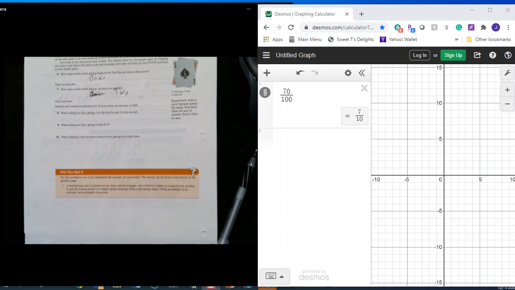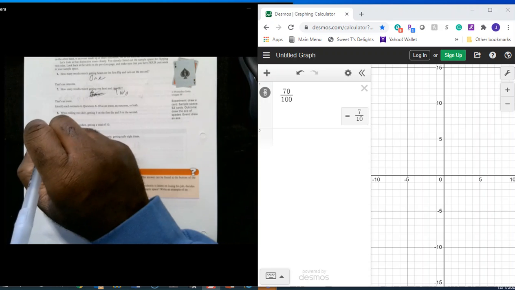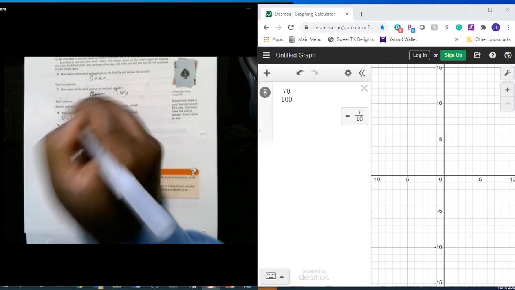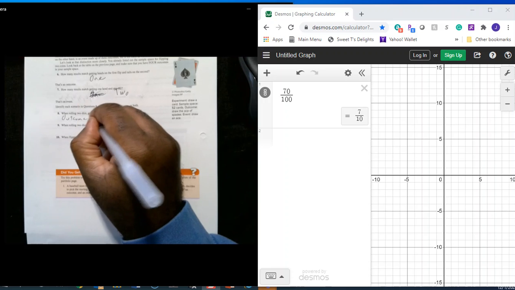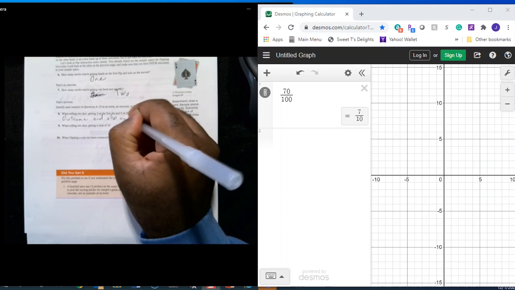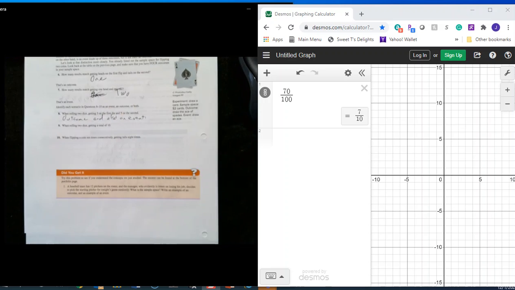Okay, now identify each scenario in questions 8 to 10 as an event, an outcome, or both. When rolling 2 dice, getting 3 on the first die and 5 on the second. This is considered to be an outcome. And it's also an event. Now we could just write the word both, but I just like to write this out. It's an outcome and an event.